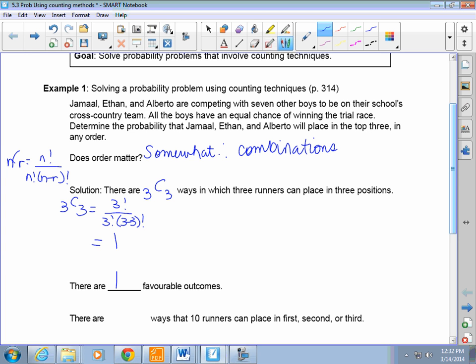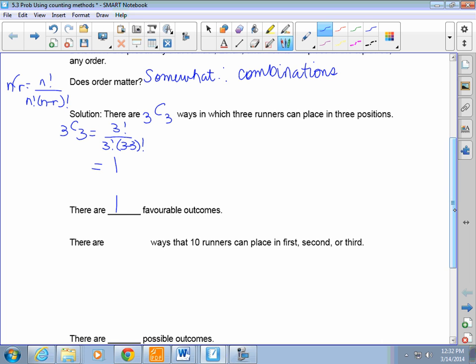So if we take a look at the second part, there are blank ways that the 10 runners can be placed in first, second, or third. So remember when we're looking at favorable outcomes, or if we're looking at probability of favorable outcomes, it's the favorable outcomes out of all the possible outcomes. So that's why for this one we need to do this, okay, well, how many ways are there to pick or choose 3 people to be out of 10 to be in the top 3? So that means that out of 10 possible people, we're only choosing 3 of them.